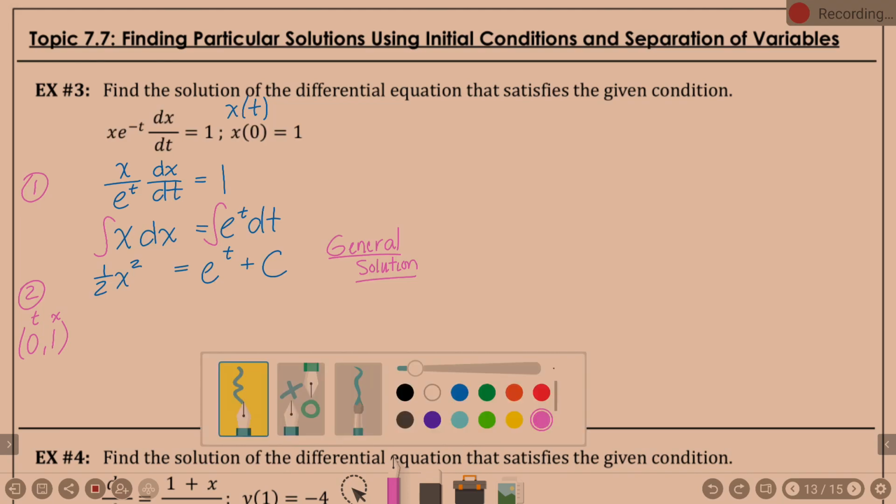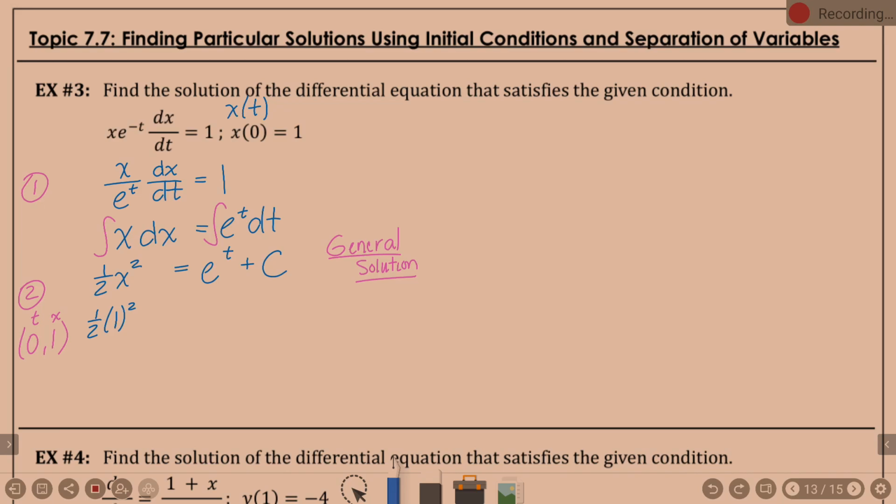So let's do some math. 1/2 times 1 squared equals e to the 0 plus c. 1/2 times 1 squared is 1/2. e to the 0, anything raised to 0 is 1. And so then if you solve for c, 1/2 minus 1, c is going to be negative 1/2.